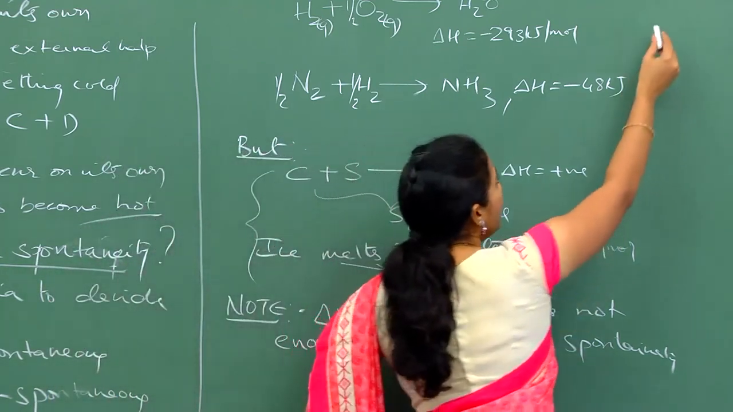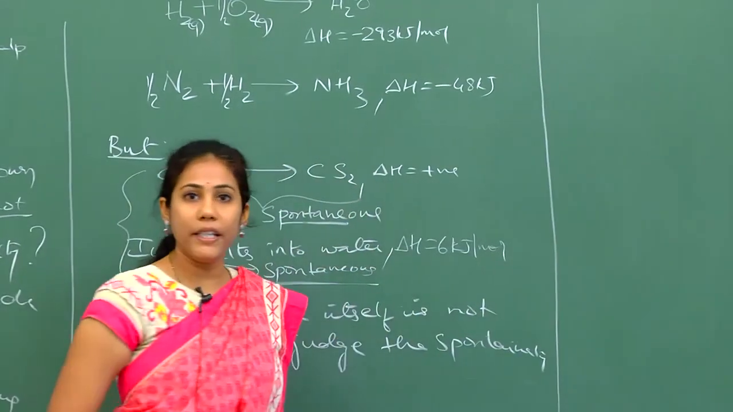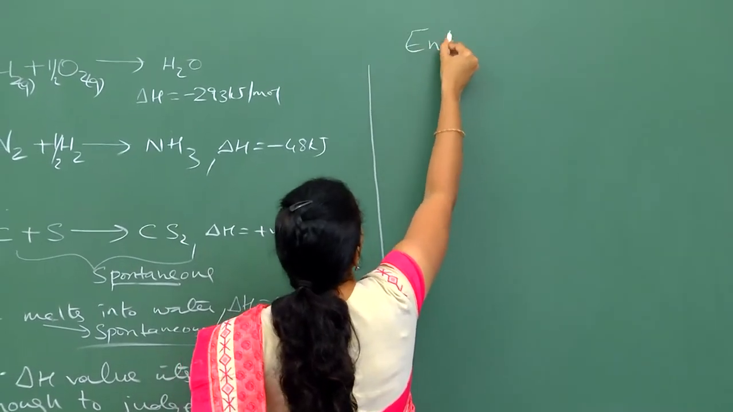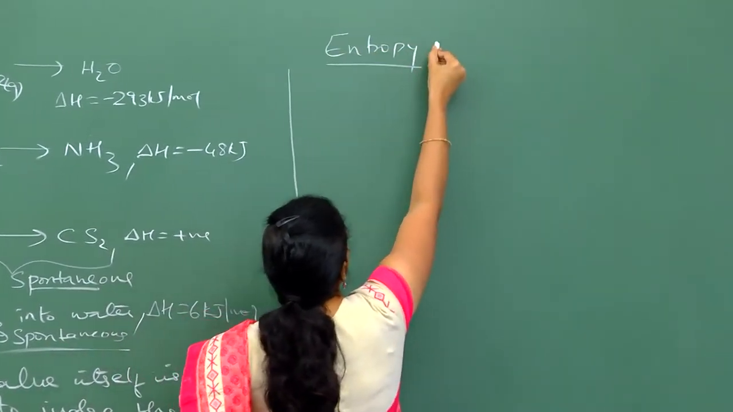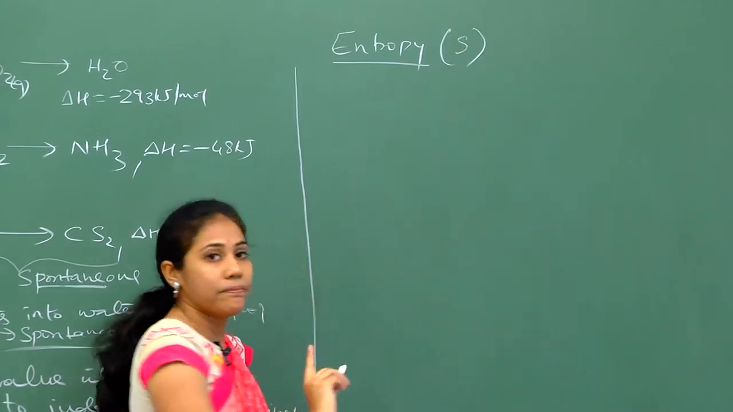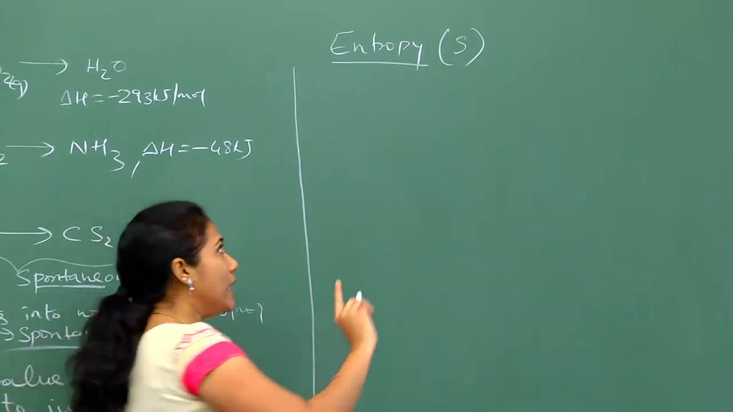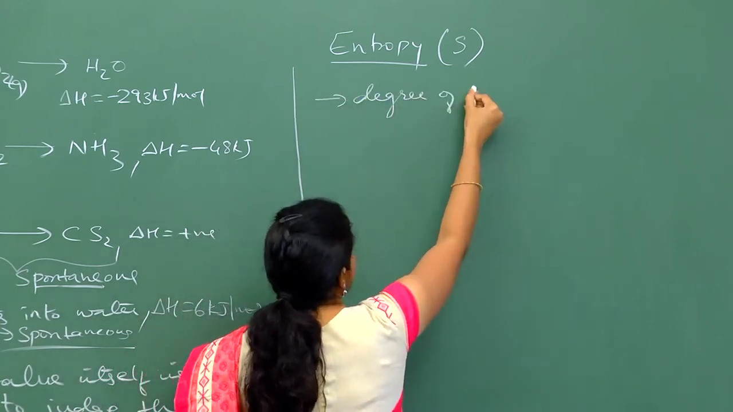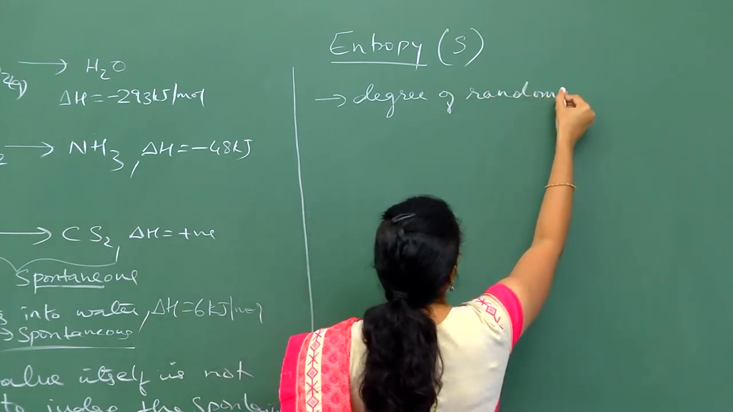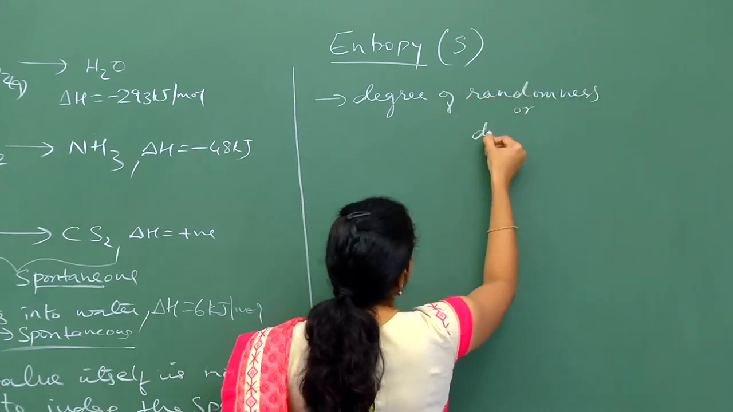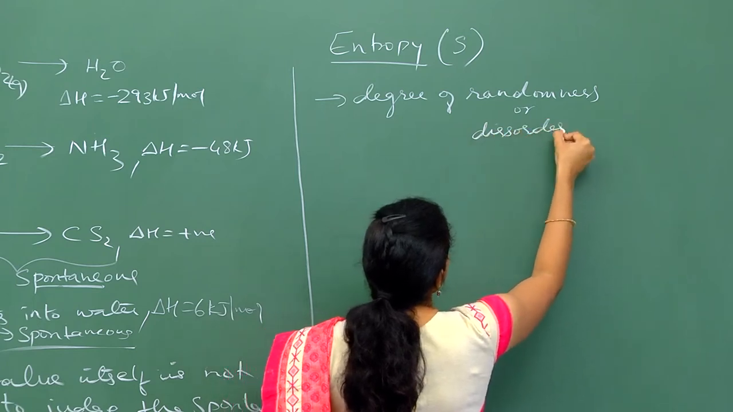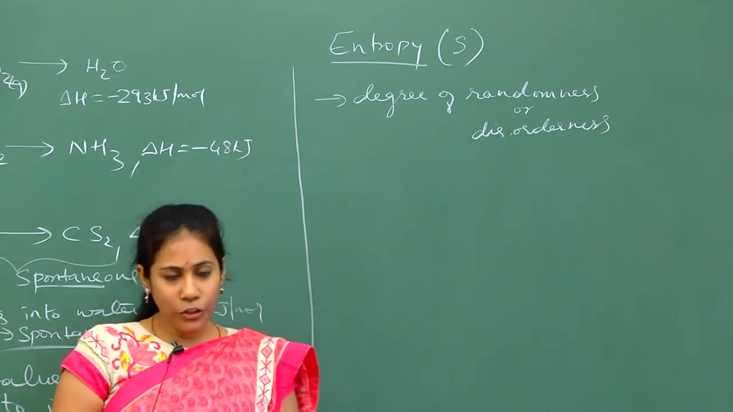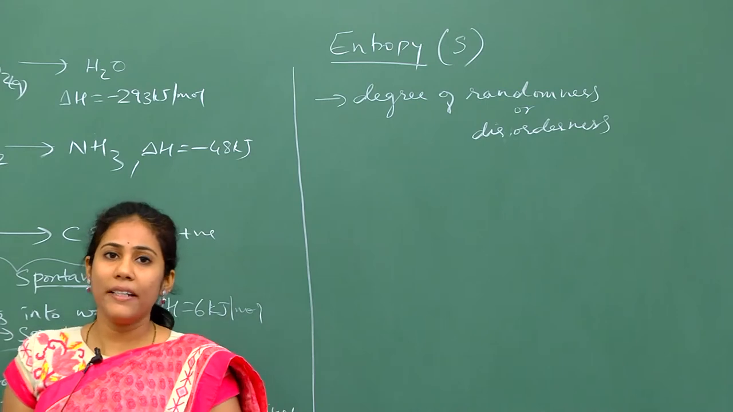So there came a new term called entropy. Okay, which is denoted with the letter S. So what is this entropy? Entropy is nothing but degree of randomness or disorderness. Okay. So what do you mean by this degree of disorderness or randomness?